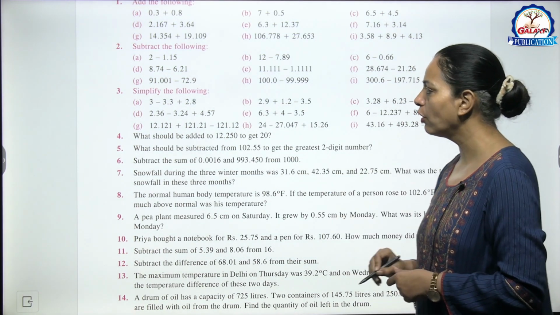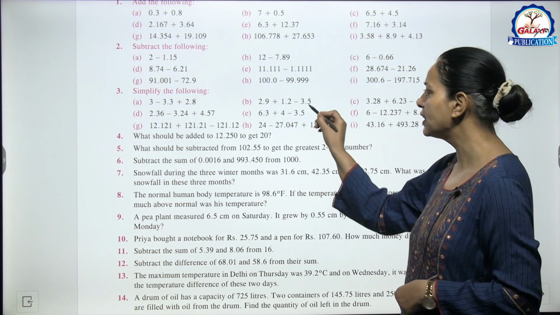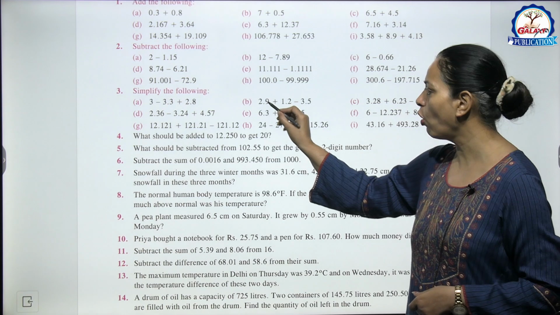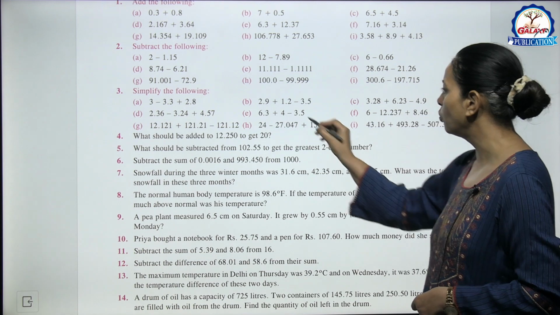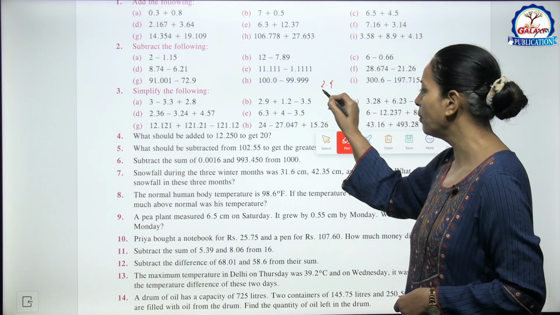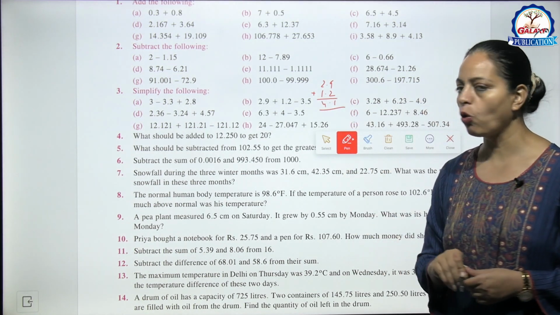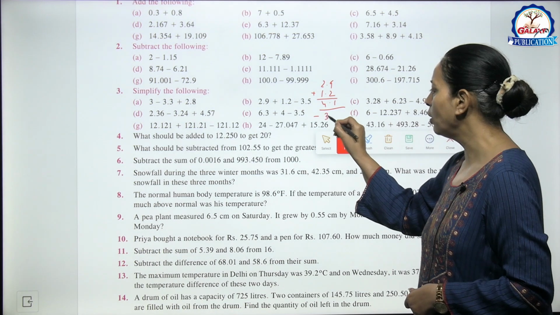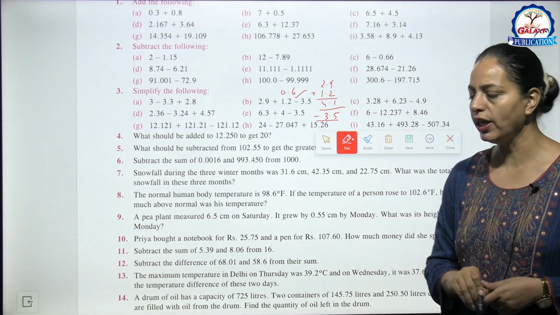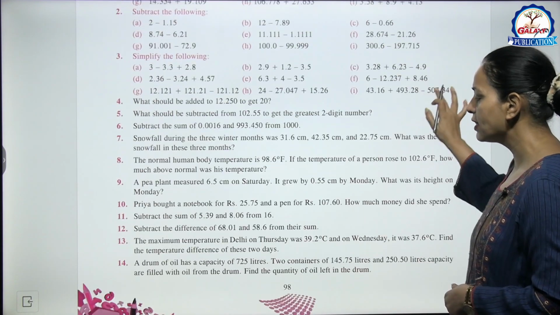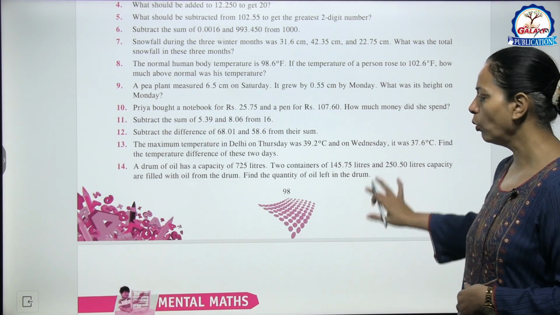Third one, simplify the following. Like here B part, 2.9 plus 1.2 minus 3.5. यानी first of all इन दोनों numbers को add कर दो. 2.9 plus 1.2. What will you get? इन दोनों को add करेंगे. We are getting 4.1, minus कर देंगे 3.5. So answer is 0.6. Okay. Similarly, you can try remaining parts. ऐसे ही हमारे पास some statement questions हैं. You can try on your own. So I hope this is clear to you.